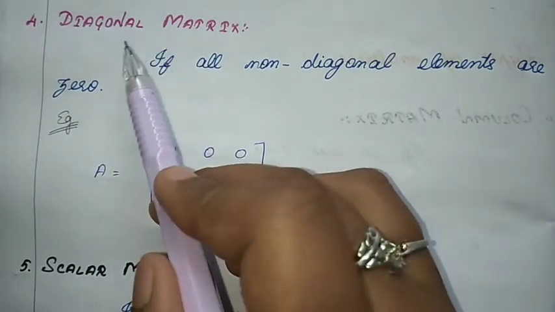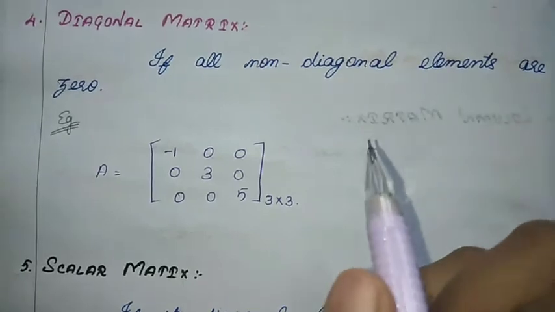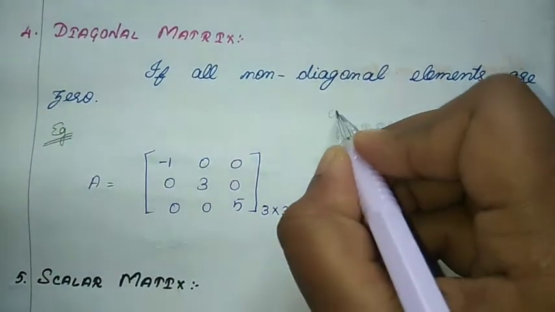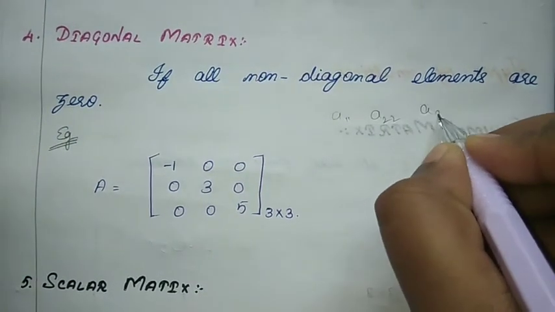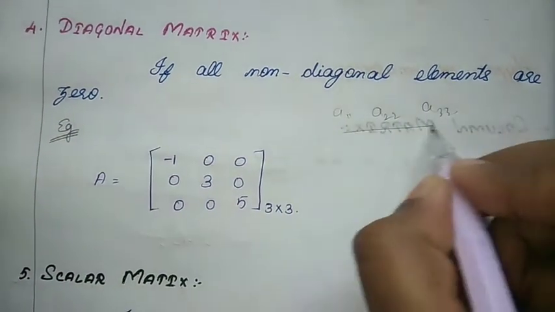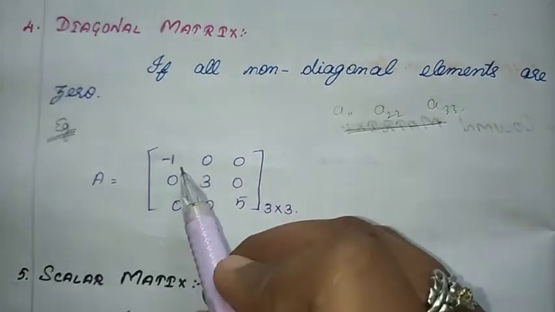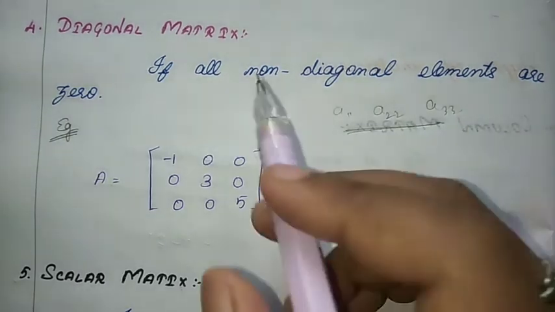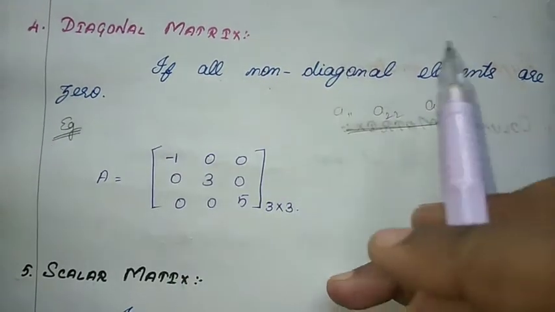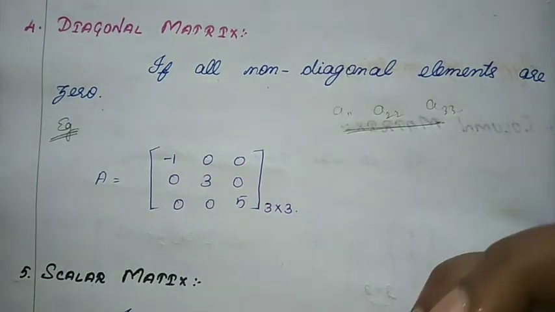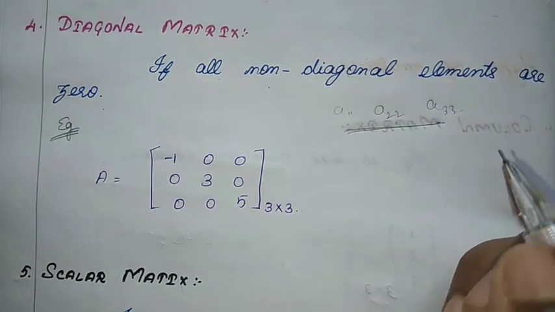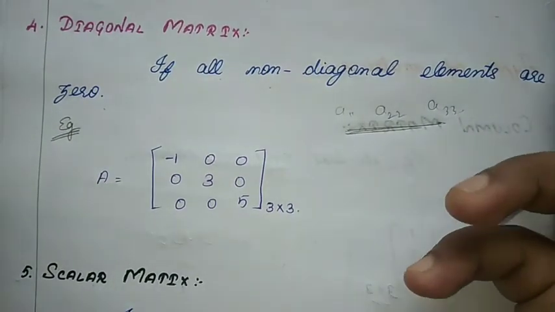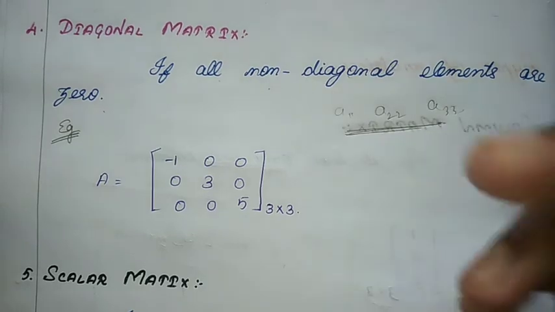The fourth type is the diagonal matrix. Diagonal matrix means only in the diagonal, that is A11, A22, A33, only in such entries we will have some numbers or constants. Other entries will be 0. So if all non-diagonal elements are 0 and only the diagonal elements have some constants, then it is called a diagonal matrix.